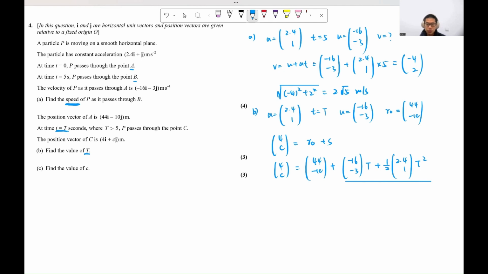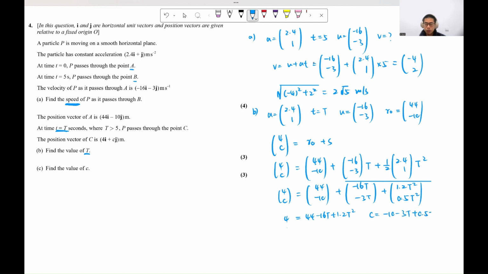So simplify this: 4, c is equal to 44, -10, plus -6T and -3T, plus half times 2.4 is 1.2 times T squared, just 1.2T squared. Half times 1 is 0.5, times T squared. Put them together: 4 has to be equal to 44 minus 6T plus 1.2T squared. And c has to be equal to -10 minus 3T plus 0.5T squared.